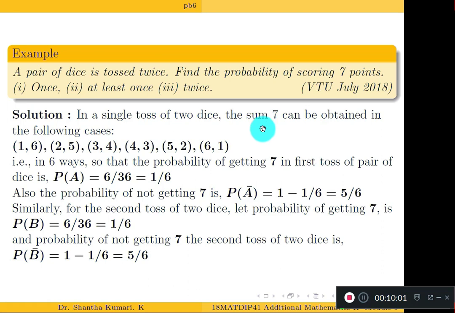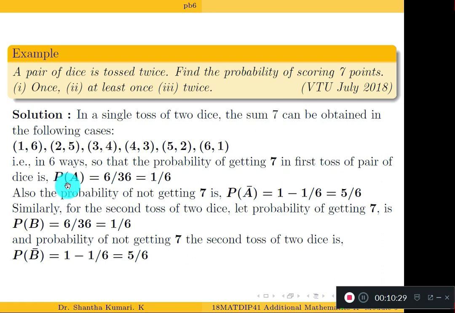I have directly written the favorable cases here. Out of total 36 possibilities, how many cases are favorable to get the sum equal to 7? So I have just listed those cases here. From the first row you get 1,6. From the second row you get 2,5. Like this, if you count, there are 6 possibilities to get the sum equal to 7. So 6 by 36, probability of A.